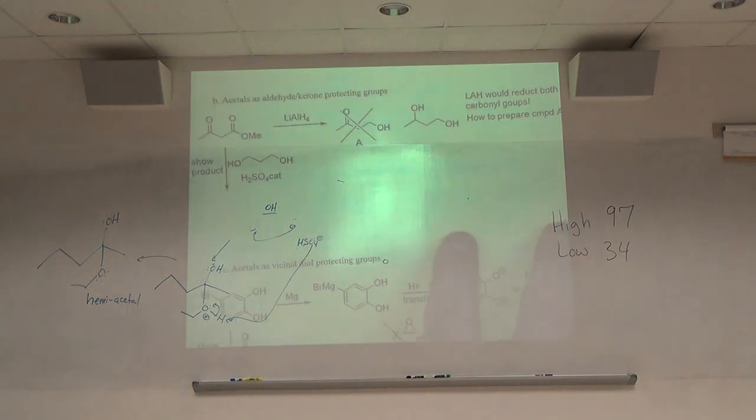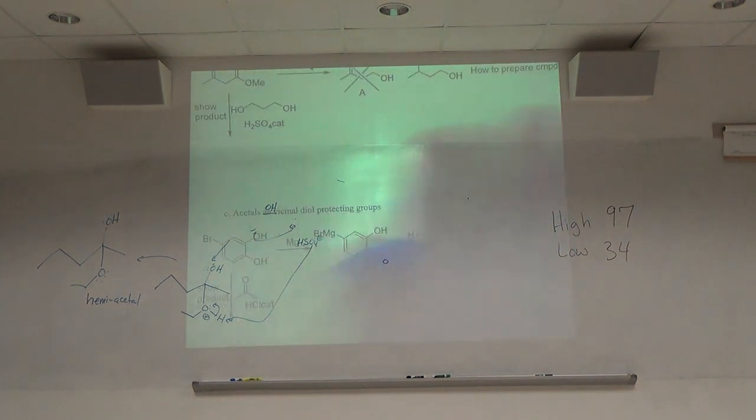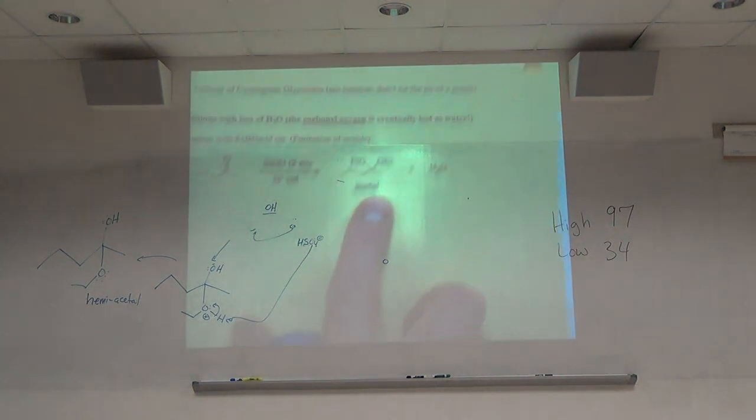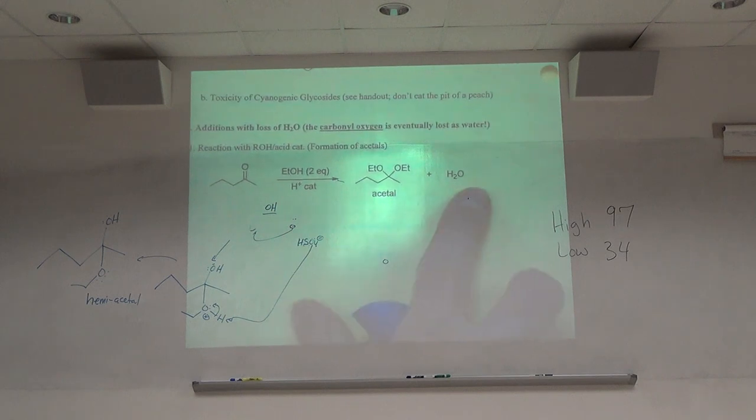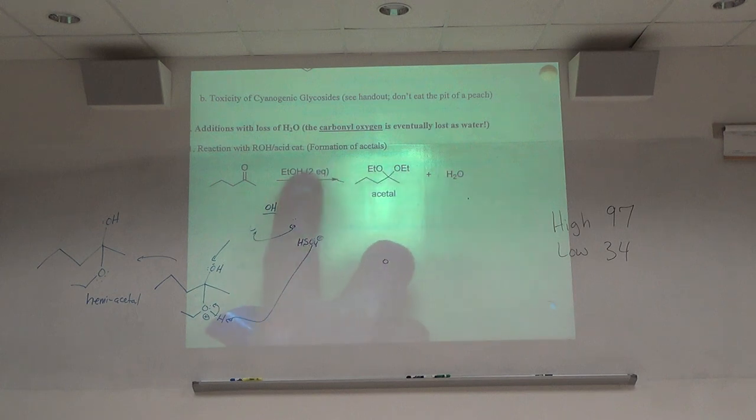Okay, so we looked at that mechanism. We talked about how to drive this reaction. You can drive it by removing water. The problem is if you want to distill the water out at the boiling point of 100, ethanol is 78, ethanol will boil out first. Instead, you actually use a lot of ethanol, one of the reactants, and drive it to the right.